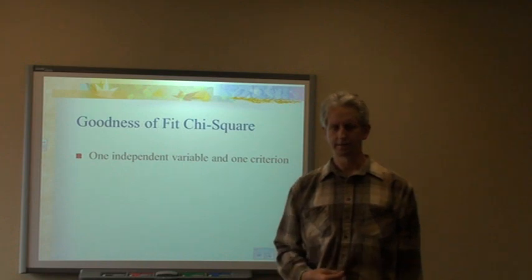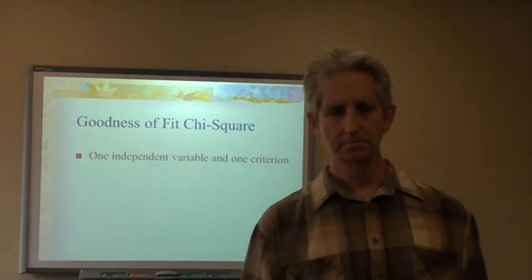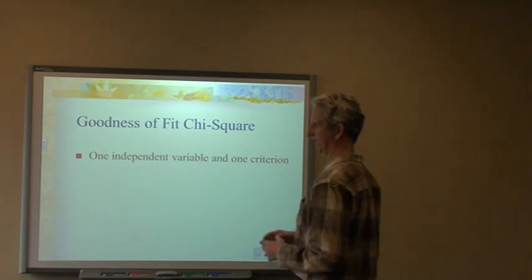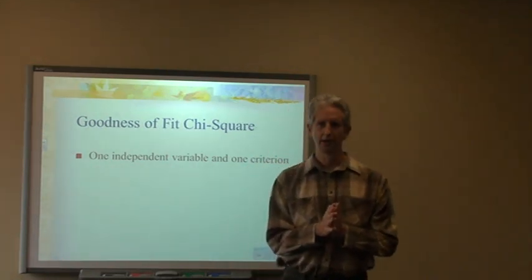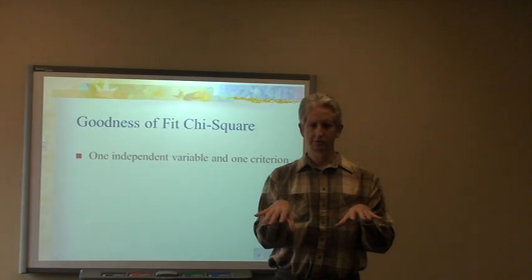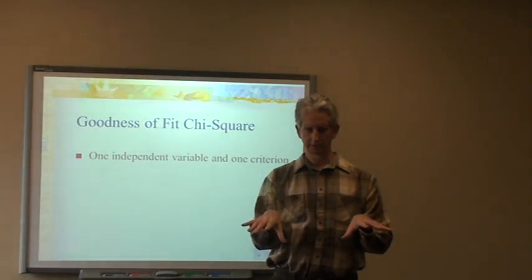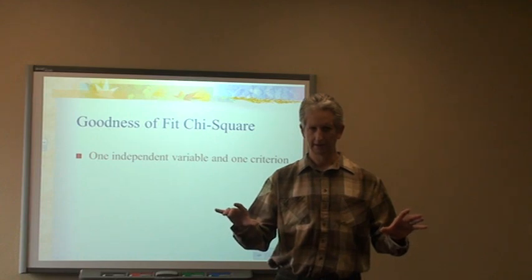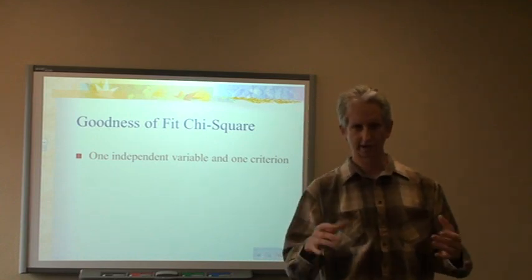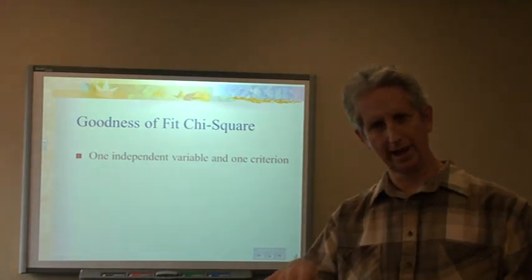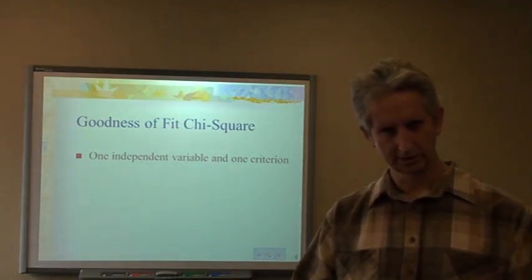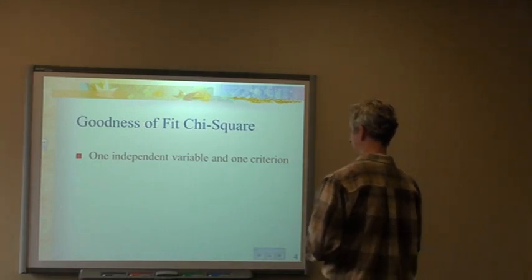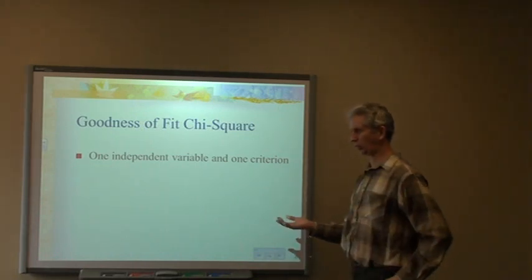The goodness of fit type of analysis is in many ways akin to the one sample t-test. Instead of comparing two samples or two groups against each other, you're taking a single sample and comparing it against some sort of criterion. Only instead of measuring this sample, we're actually counting the numbers of subjects within levels of the category. So it's one independent variable and one criterion.